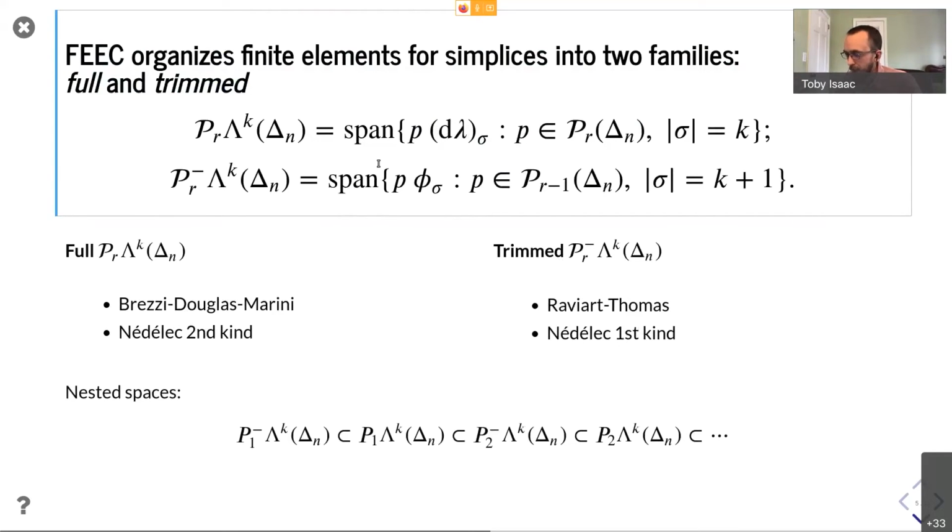And even though they have these spans in terms of different things, barycentric versus Whitney, they're nested, right? So the trimmed 1 polynomials are a subset of the 1 polynomials, subset of the trimmed 2 polynomials, and so on and so forth. So we often use these different constructions, but it's important to understand or remember that the same function could be represented either way, depending on the nesting of the spaces.